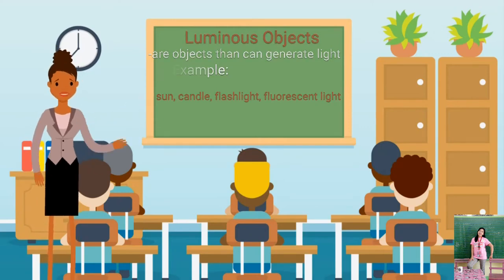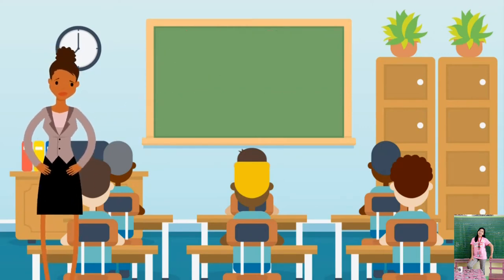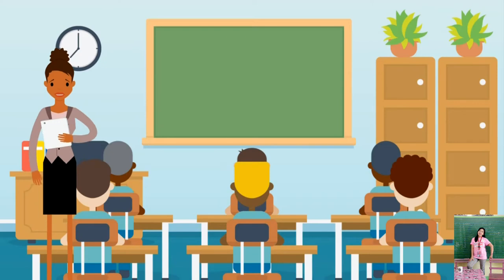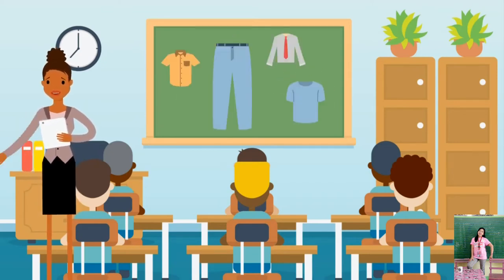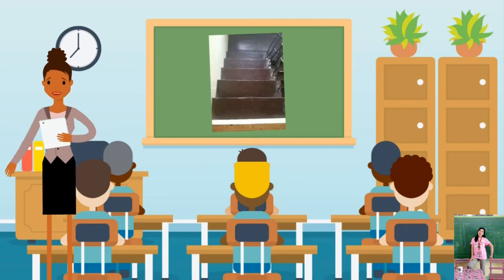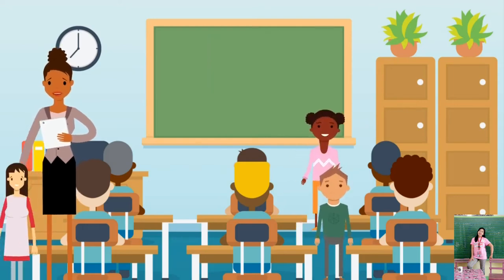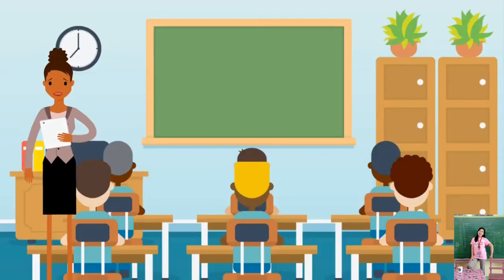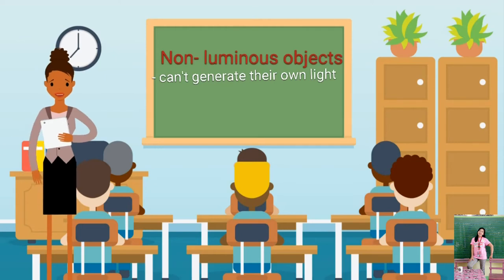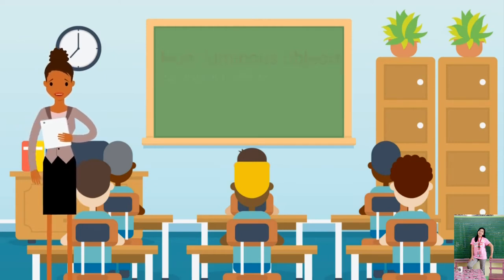Most of the things around us cannot generate their own light. Our shoes, bags, pencils, clothes, walls, stairs, even ourselves, as well as the moon, are just a few among those examples. Such objects that cannot generate their own light are called non-luminous objects.